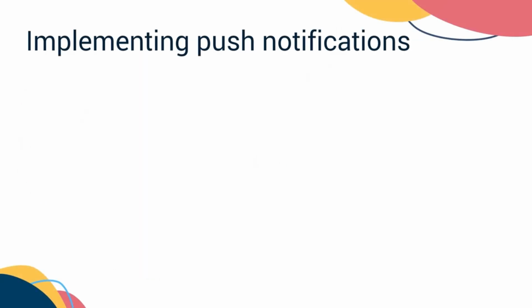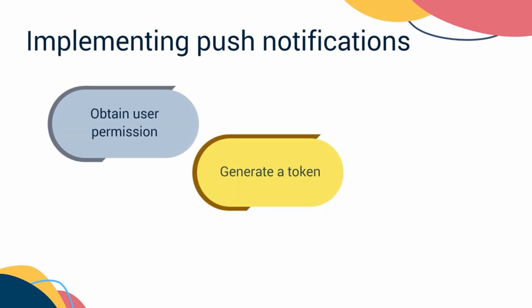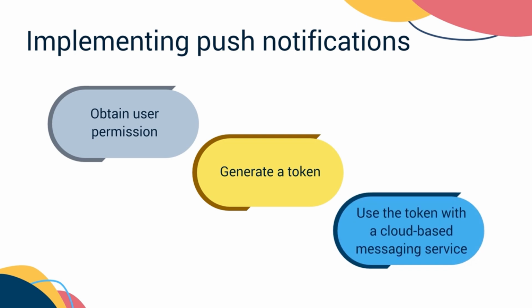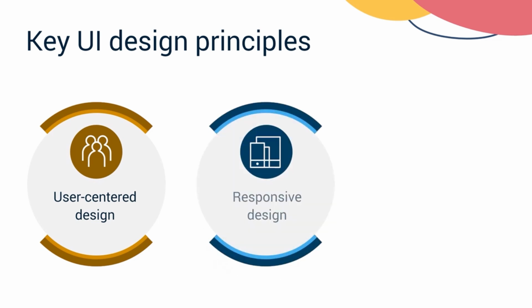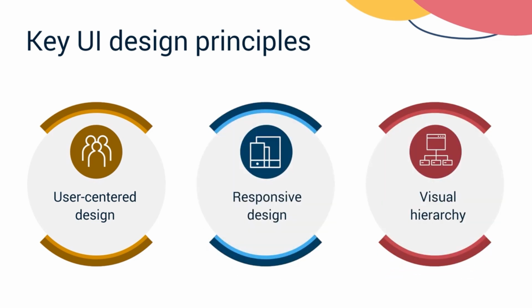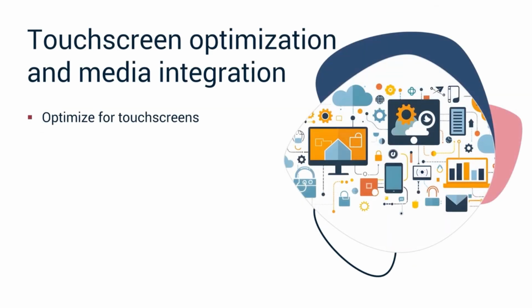Implementing push notifications involves three essential steps: obtaining user permission, generating a token, and using the token with a cloud-based messaging service to send notifications. Beyond notifications, mobile UI design helps create user-friendly and visually appealing apps. You explored UI design principles, including user-centered design, responsive design, and visual hierarchy to ensure intuitive app layouts that work across devices. Touchscreen optimization and responsive design ensure that apps work seamlessly on different devices.